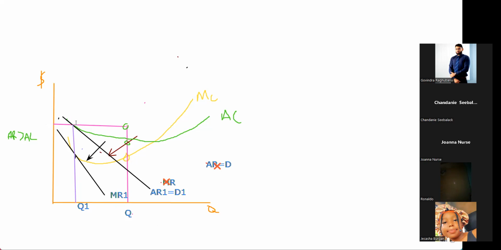However, you see AR and AC at this same point, both of them intersect. So that means that both are equal and we are making normal profits, right? Normal profit, because AR is equal to AC at this level. Remember, at the previous level AR was more than AC, but now AR is equal to AC, right? And that is why we say we are having the normal profit.